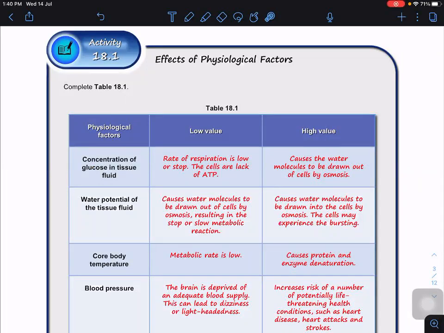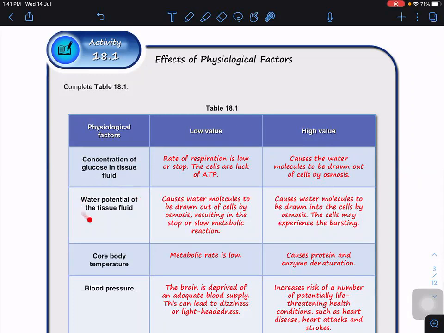It will cause the water molecule to be drawn out of the cell by osmosis, because outside of the cell in the tissue fluid, the concentration of the glucose is high, which means that you're going to lower the water potential. So when the water potential is low, water molecules will be drawn out by osmosis into the tissue fluids. So it means that the cells will lack water molecules. Then you can see that shrinkage of the cell takes place.